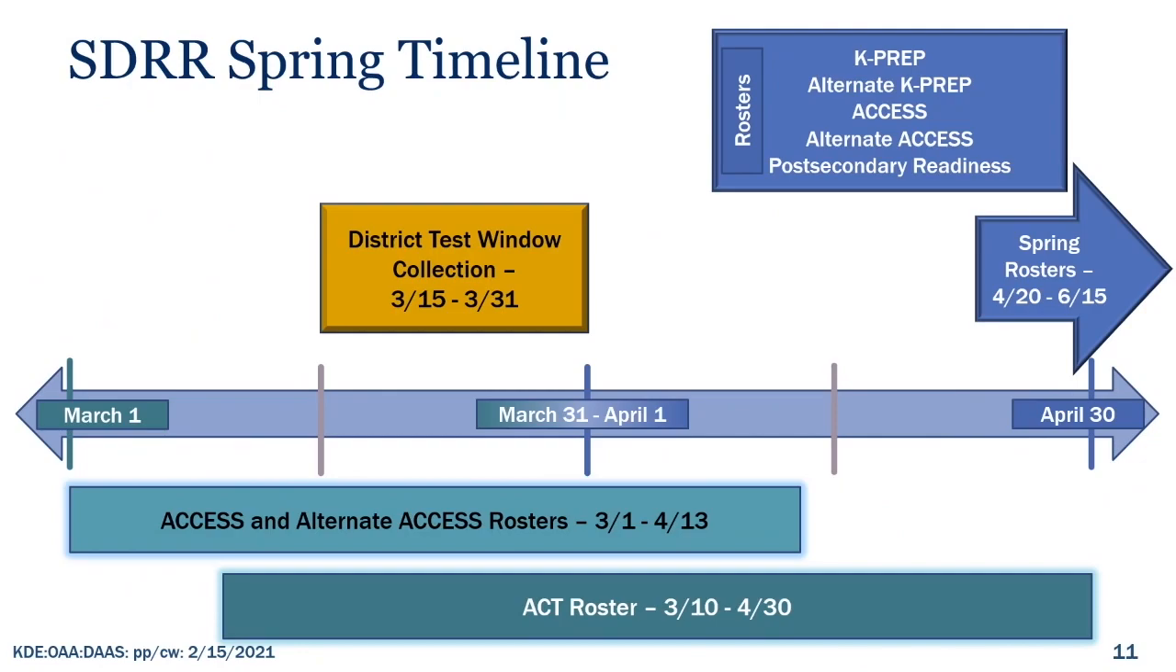Remember, we check this against campus, so get into IC and make certain it's up to date. Notice that our spring rosters don't appear on our timeline until April 20th. This gives us a few days to close the ACCESS rosters, populate them with students, and reopen them with the rest of the rosters. The spring rosters are K-Prep, alternate K-Prep, ACCESS, alternate ACCESS, and post-secondary readiness. The schedules for different activities in SDRR will overlap. The announcements section in SDRR that appears upon login to the system will display reminders of when parts are opening and closing.